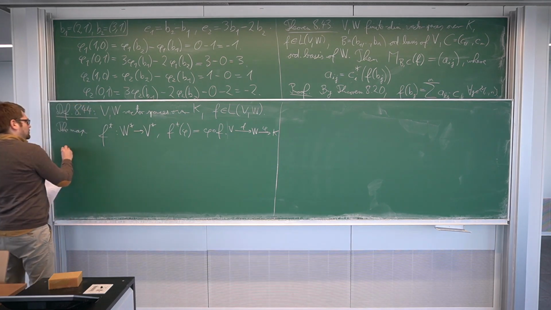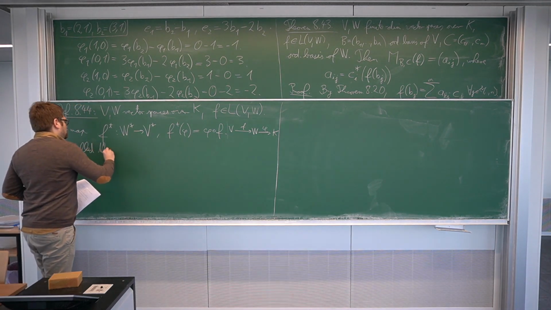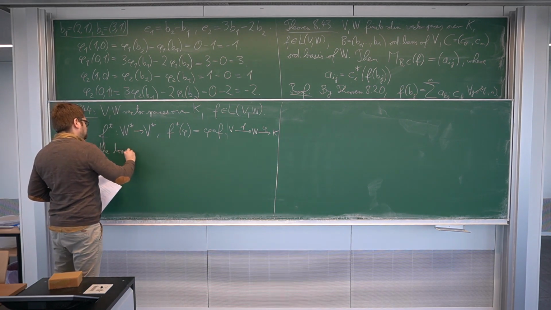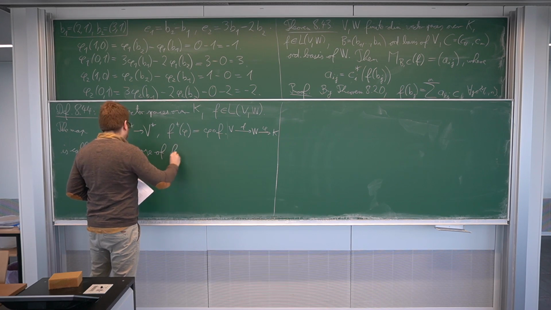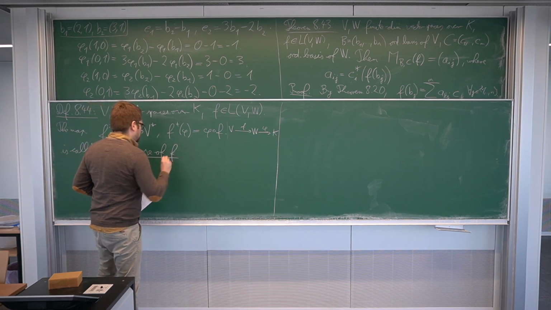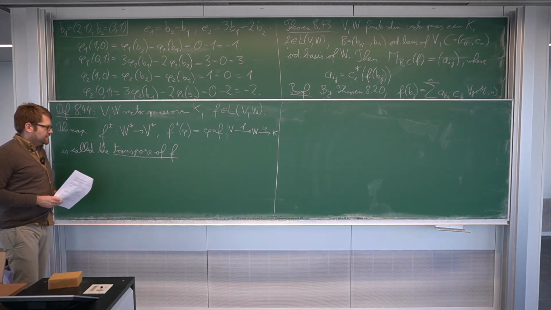And this map is called the transpose of F. So crucial is really that F^T is going in the opposite direction compared to F.